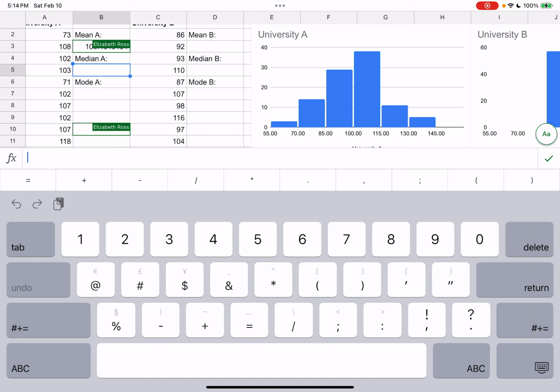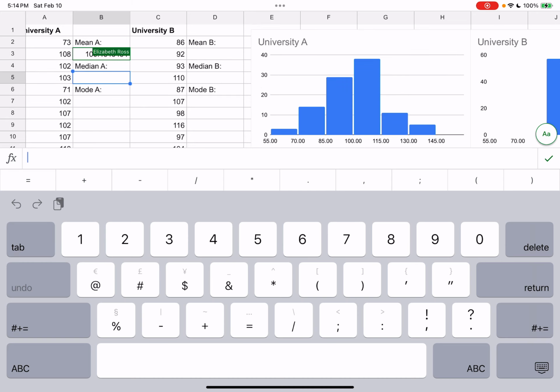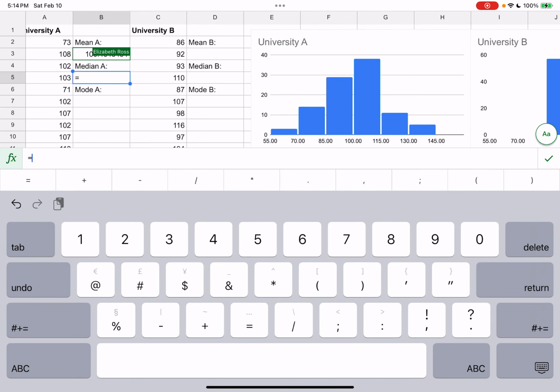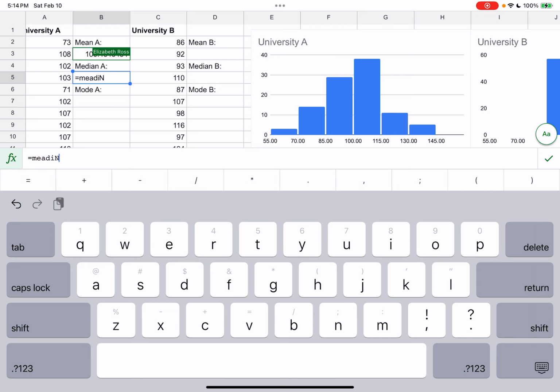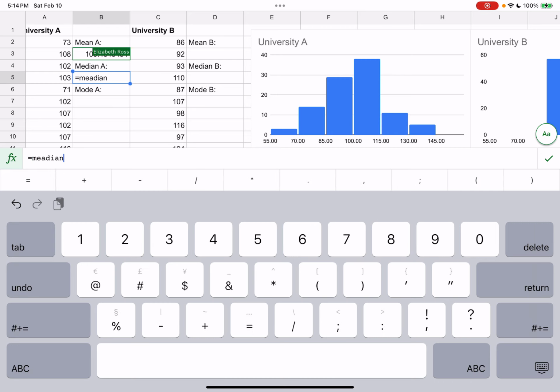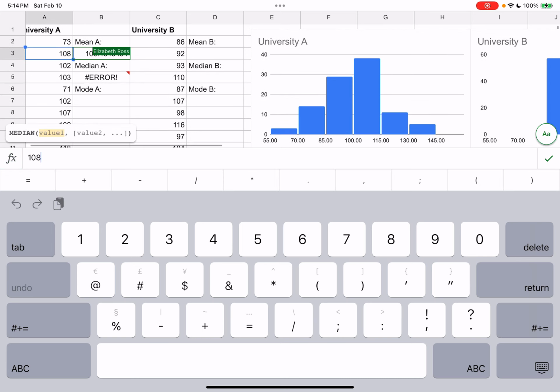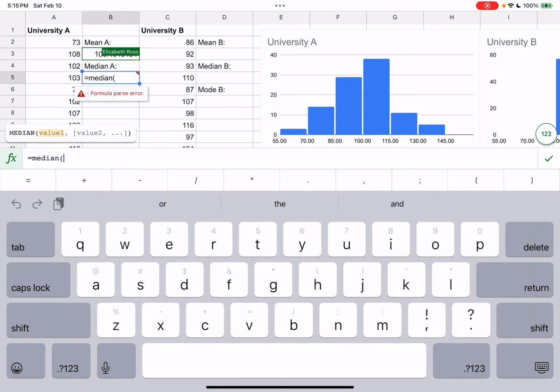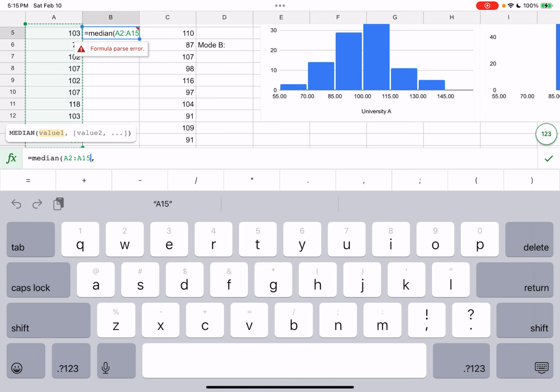Then, if we do our median, so I'm going to click equals, type the word median, put my parentheses there, and then click and drag to get that whole range. Okay, well, it's not dragging, so I'm just going to type because I know it ends in 101.